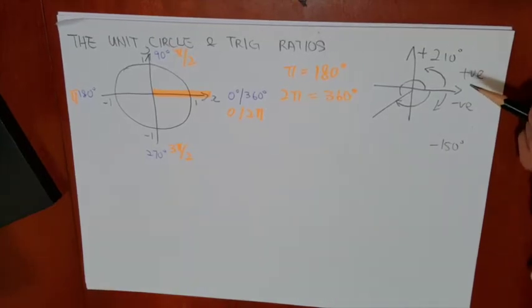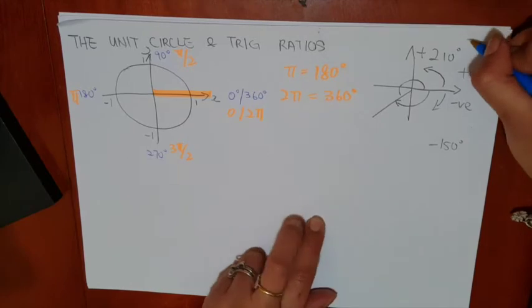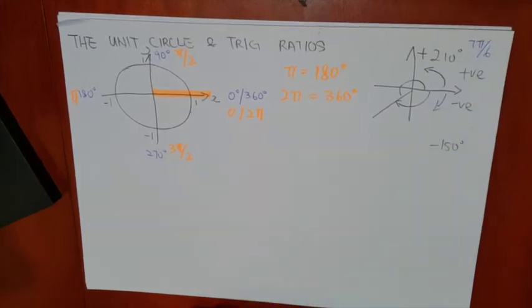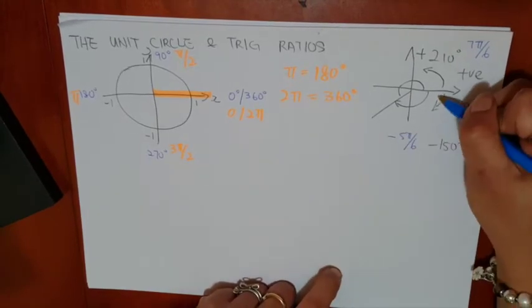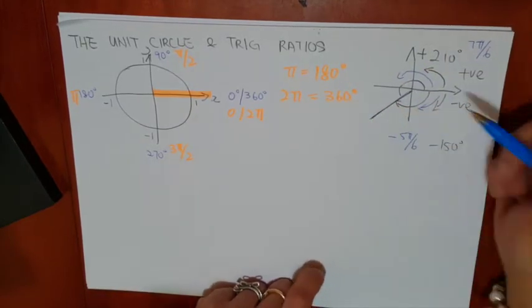It will be the same if it's in radian. So 210 degrees is actually 7 pi over 6 radian. So 7 pi over 6 radian is equivalent to negative 5 pi over 6 radian if it goes the other way. So they will end up on the same line, which is this line.